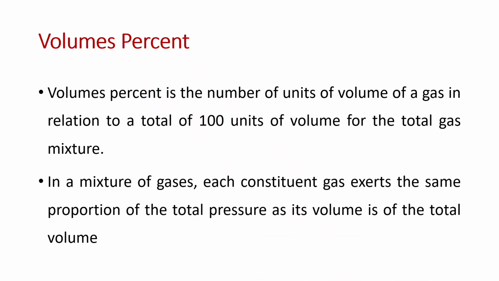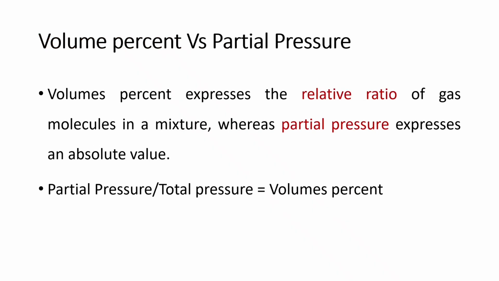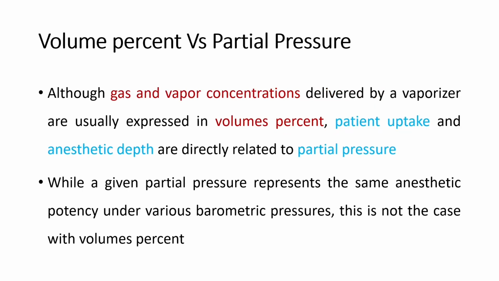Volume percent is the number of units of volume of a gas in relation to a total of 100 units of volume for the total gas mixture, and it expresses the relative ratio of gas molecules in a mixture, whereas partial pressure expresses an absolute value. Partial pressure divided by the total pressure is equal to volume percent. Although gas and vapor concentrations delivered by a vaporizer are usually expressed in volume percent, patient uptake and anesthetic depth are directly related to the partial pressure.